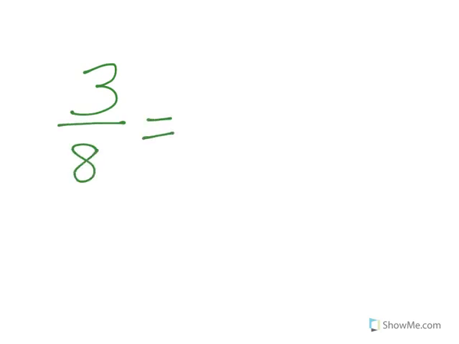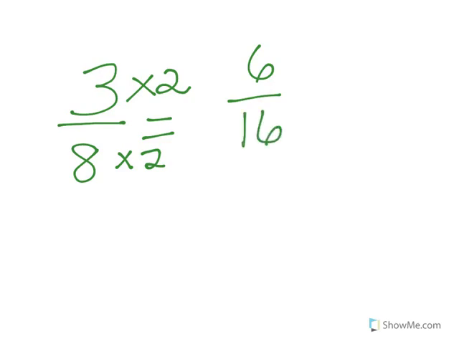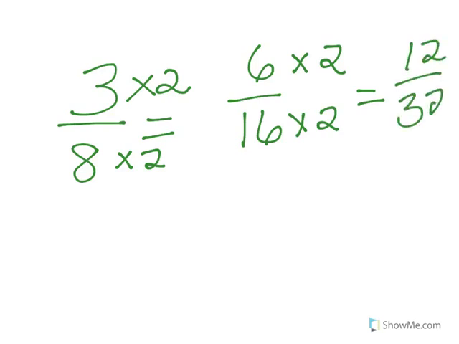3/8 equals. To do this, I would just start by doubling. What you do to the bottom, you do to the top. 3 times 2 is 6. 8 times 2 is 16. Couple things you can do here. You could double again, right? And get 12/32. So this is equivalent, and so is this one.